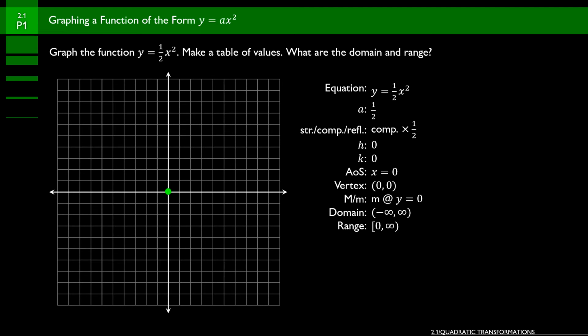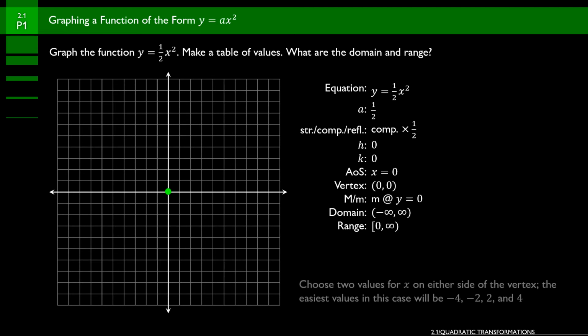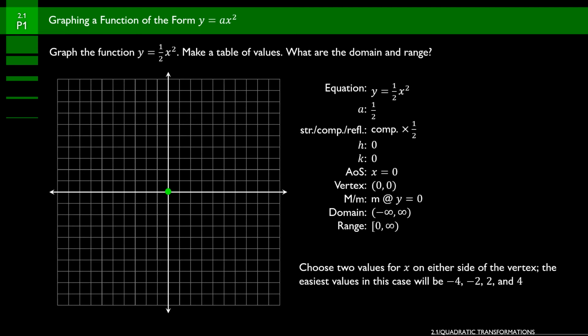What we're going to do next is then choose two values for x on either side of the vertex. The easiest values in this case are going to be -4, -2, 2, and 4. The reason being, whatever comes out of that x squared is going to be multiplied by a half, so in order to make sure that we have integers, it's always easiest to use even numbers whenever you're going to be multiplying by a half.